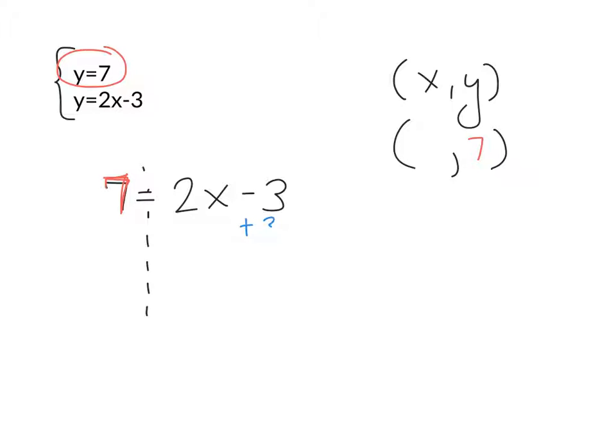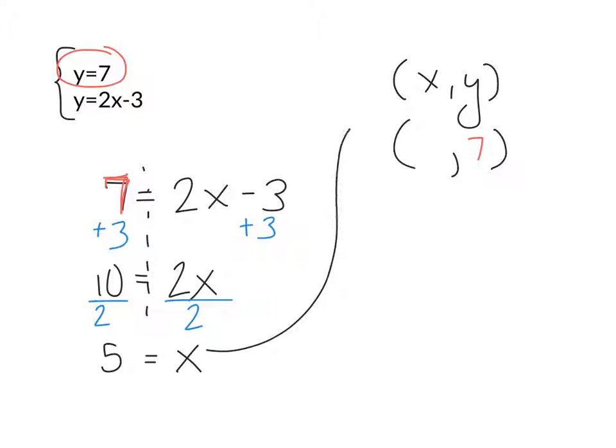I'm going to add 3 to both sides, which gives me 10 equals 2x. And then I finish it by dividing both sides by 2. This results in 5 is equal to x, which tells me that that's what gets plugged in for my ordered pair. So the point at which these two lines cross one another is (5, 7).